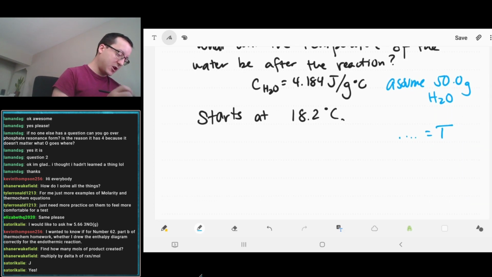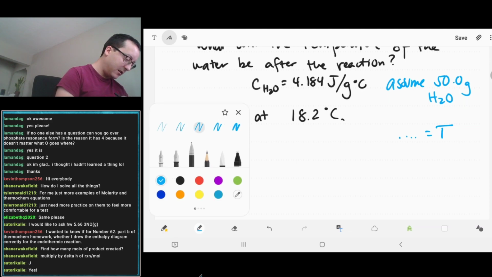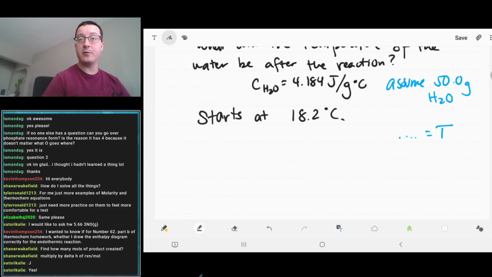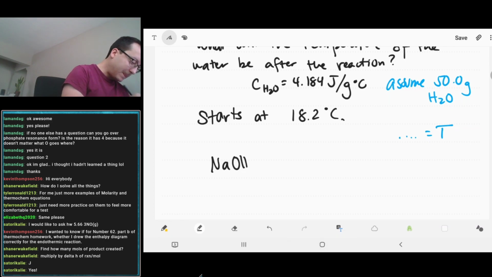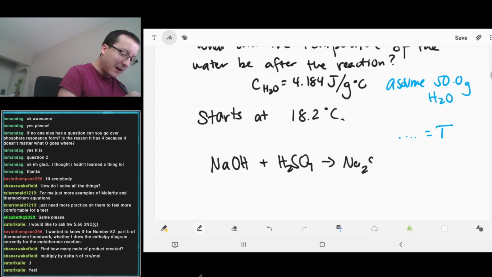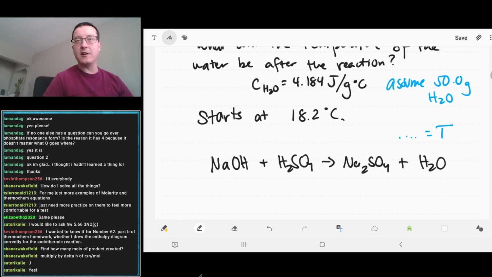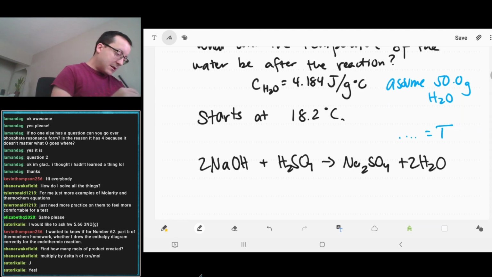So Shane has said we should figure out the moles of the reaction. I agree. So, of course, in order to do that, we should probably have a chemical equation, right? And I'll be nice, I'll balance it for you, but this is an easy one to balance anyway. That's a 4, by the way.